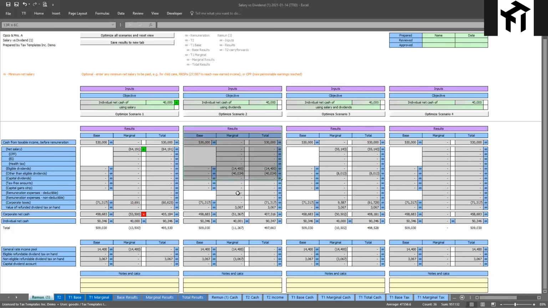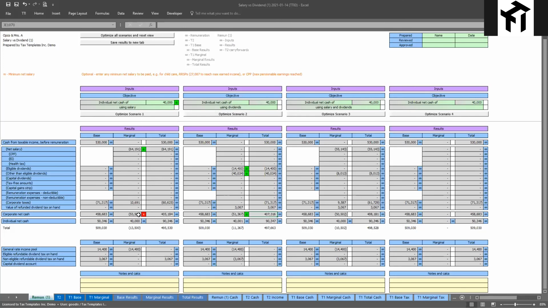Now let's take a look at the dividend only scenario. In this case, because we're comparing apples to apples, our base column is exactly the same as the first scenario. And if we look at our marginal results, we have broken out the amount of eligible dividends and other than eligible dividends in order for our client to target the $40,000 in net cash that we're looking for. So again, our target. And to do that, we needed $51,367 of cash. And you'll see here that we have $407,316 of corporate cash left behind.